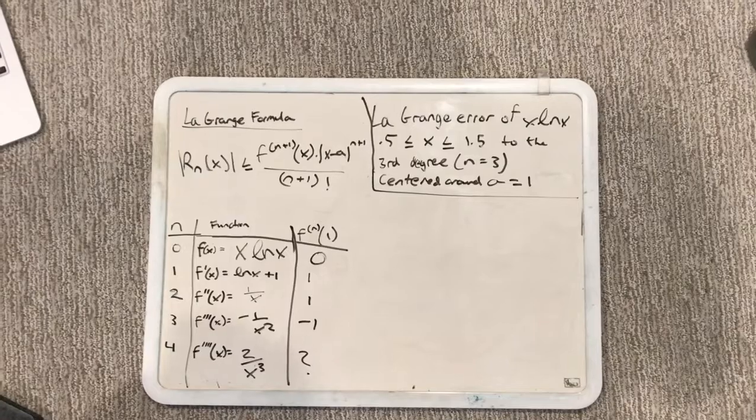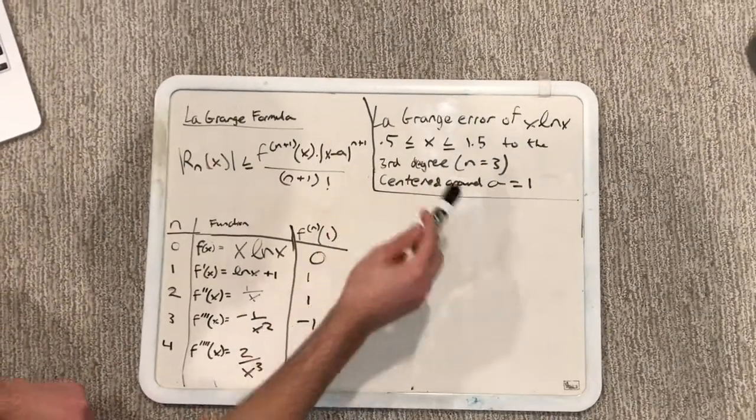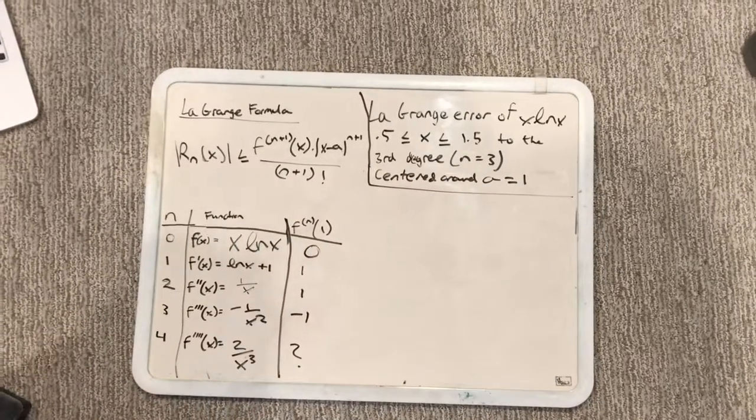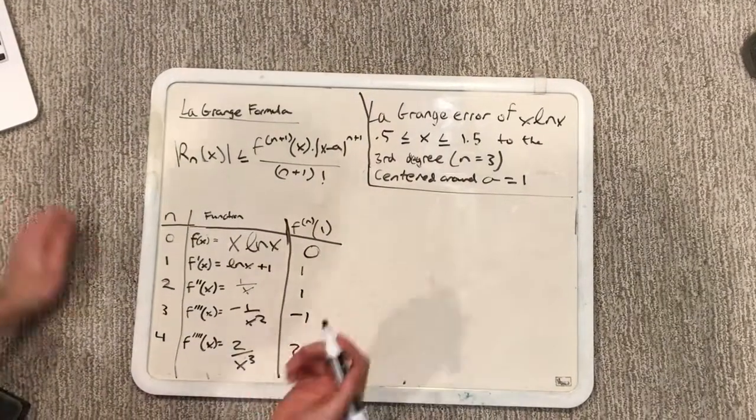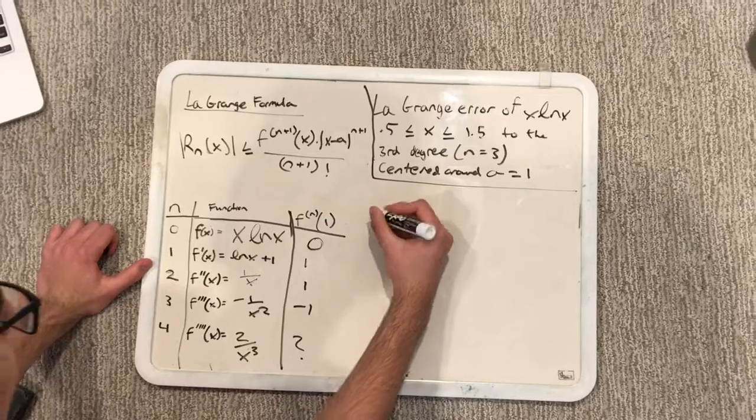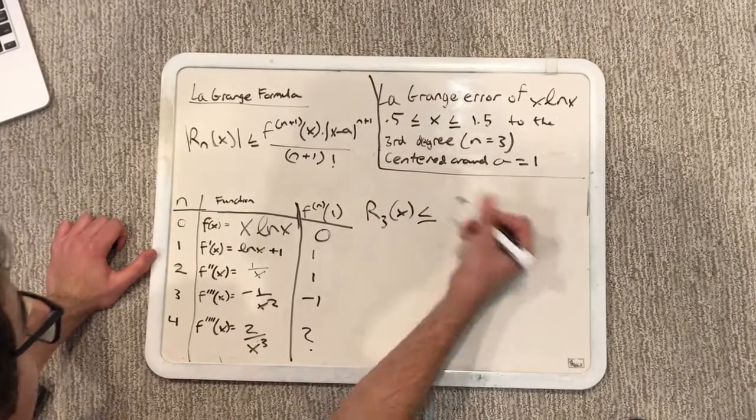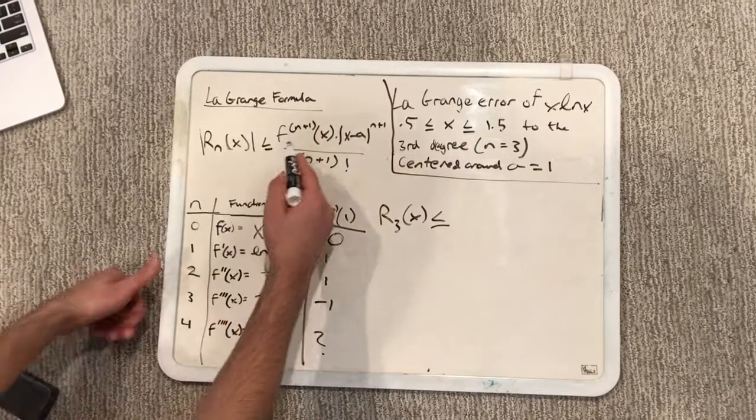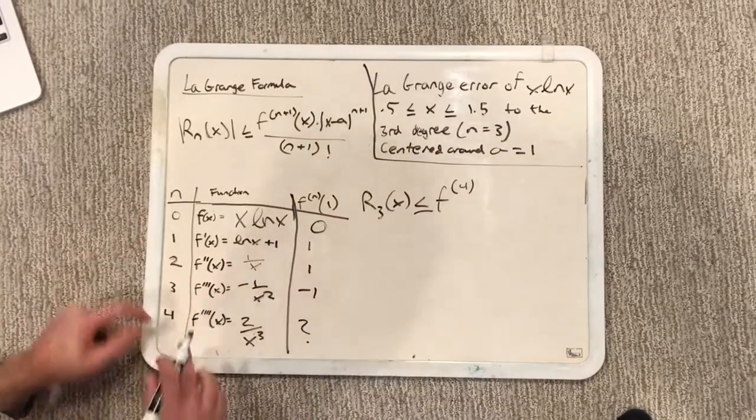So as a continuation of the last problem, we're going to find the error of x ln of x from 0.5 to 1.5, same to the third degree centered around 1. So this is the formula for Lagrange's error, and we're going to apply it to this problem. So the n we're going to choose is 3 because we use the third degree. So R3 of x is going to be less than or equal to f of n plus 1 of x. So this means we're going to use f of 4. So that's going to be the fourth derivative, which is going to be this one.